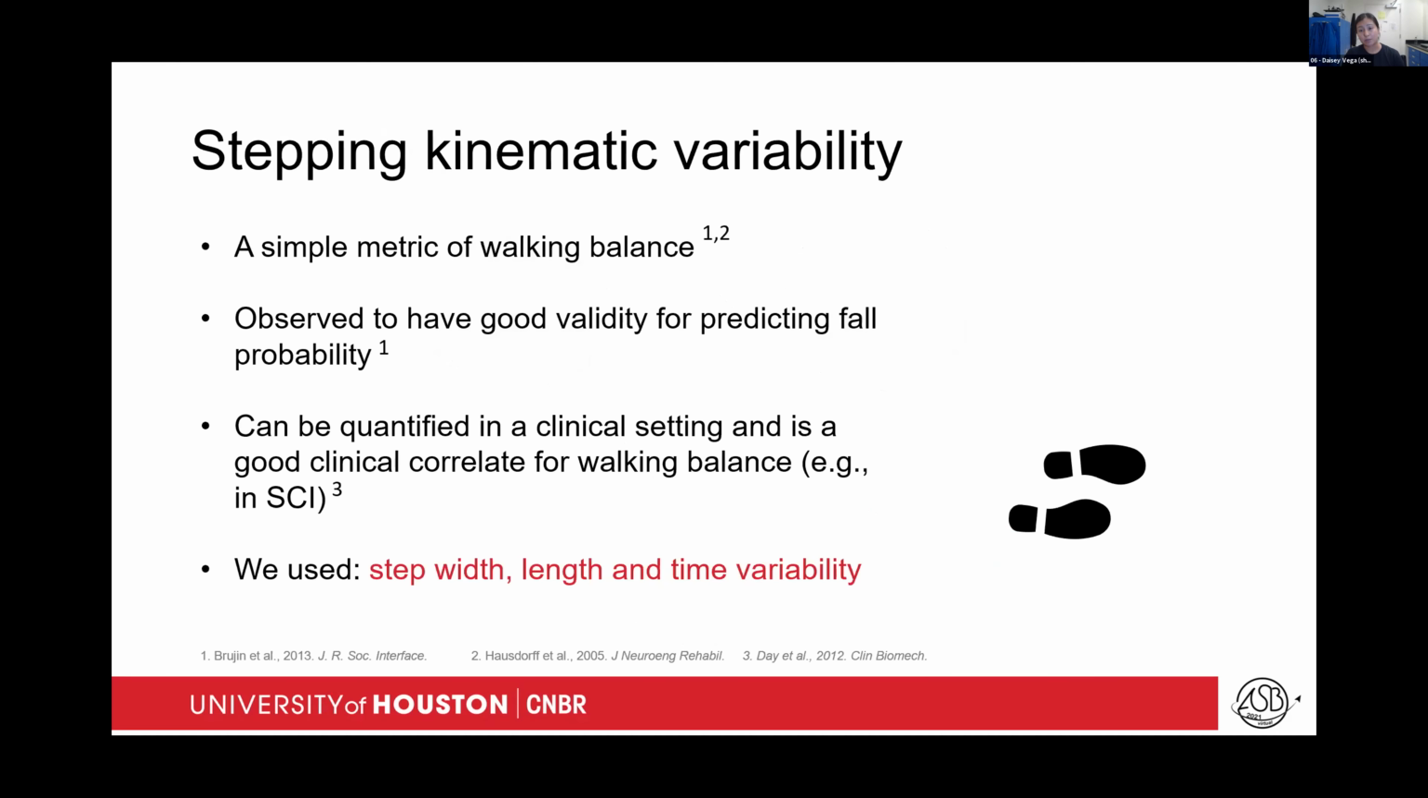And the way we quantified balance is we used stepping kinematic variability. Why? It's just a simple metric of walking balance. It has good validity for predicting fall probability, and it could be easily quantified in a clinical setting and has been done so in those with a spinal cord injury. And specifically what we used was step width, step length, and step time variability.